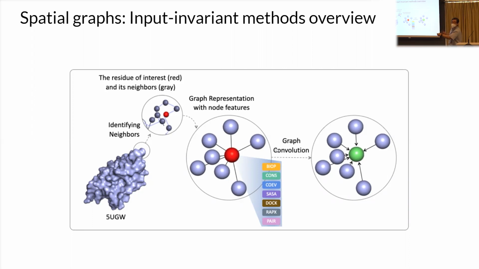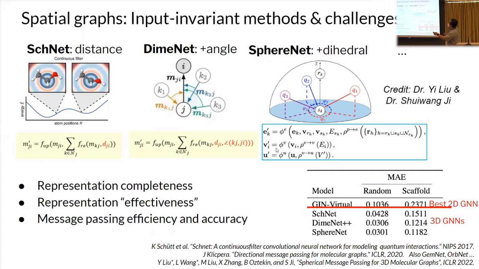You can also put on many other things, like conservation, biochemical and physical-chemical properties of the atom, and many other things, and you can do graph convolution. And as I said, you can consider distance. There are many different ways to go from a 3D structure to a graph, right? You can consider distance. You can consider distance plus angles and plus dihedrals and all of this.